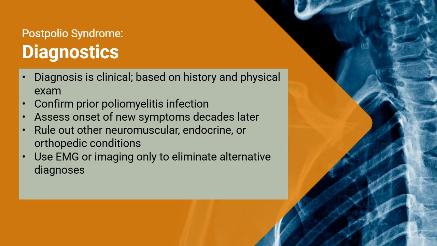Post-polio syndrome is considered a diagnosis of exclusion, meaning that the clinician must first rule out other medical conditions that may mimic these symptoms, such as arthritis, neuropathy, muscular dystrophy, hypothyroidism, or chronic fatigue syndrome. Basic blood work, imaging studies, nerve conduction tests, or electromyography may be used to eliminate other causes, but these tests do not confirm post-polio syndrome.